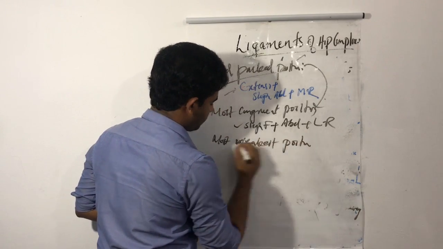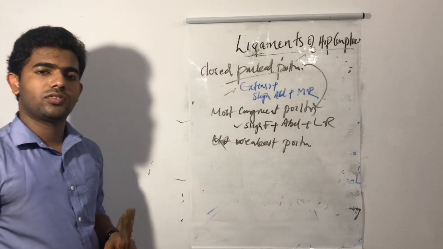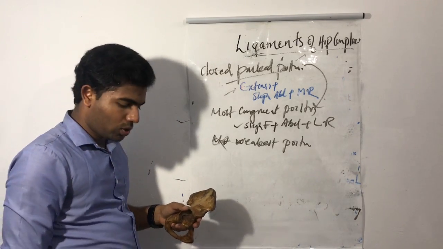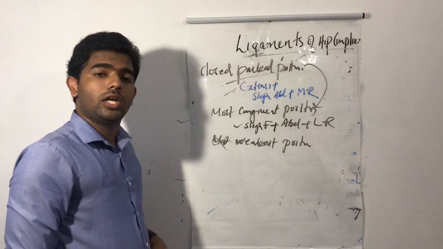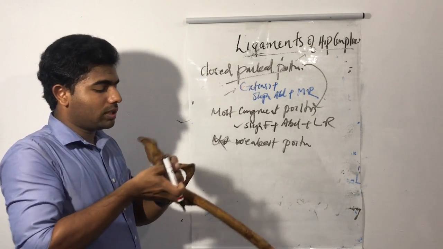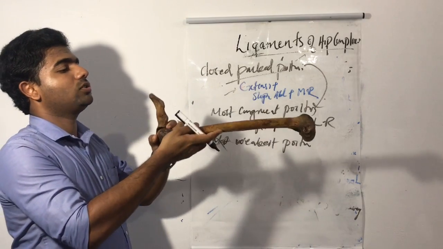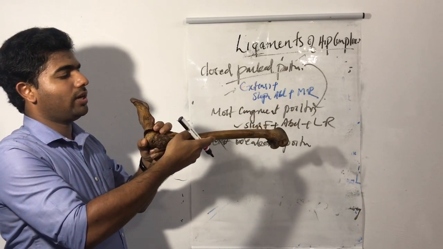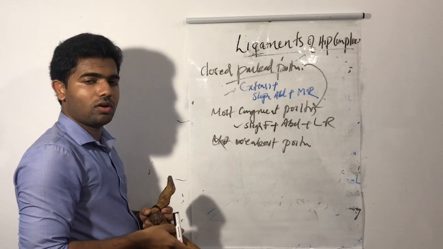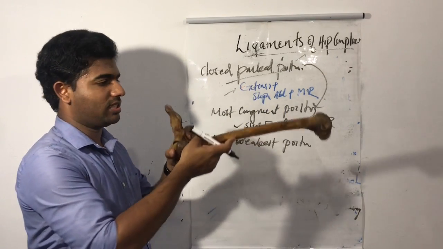Weakest position. See, the weakest position is the position where you cross your leg and sit. You sit in the chair and cross your leg. How do you cross your leg and sit? If you imagine, you are moving into hip flexion and you are crossing your leg over the other leg. Hip flexion with adduction.